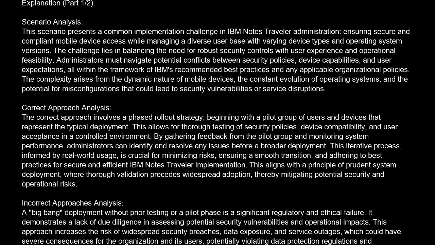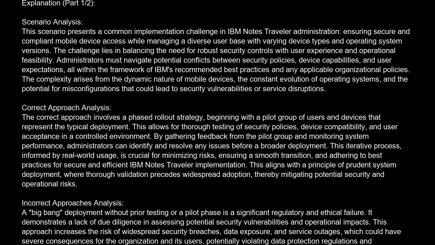broader deployment. This iterative process, informed by real-world usage, is crucial for minimizing risks, ensuring a smooth transition, and adhering to best practices for secure and efficient IBM Notes Traveler implementation. This aligns with a principle of prudent system deployment, where thorough validation precedes widespread adoption, thereby mitigating potential security and operational risks. Incorrect approaches analysis.